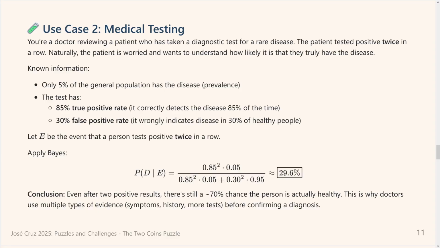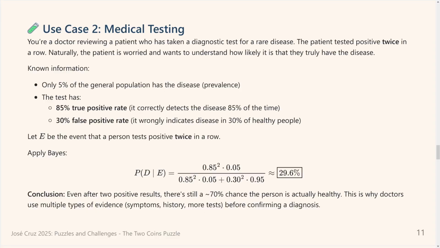So let's say medical testing, and you now understand why some doctors take some specific decisions. You are a doctor reviewing a patient who has taken a diagnostic test for a rare disease. Someone did a test and it seems that you have a rare disease. So the patient tested positive twice in a row, like the coin being thrown twice. Naturally, the patient is worried and wants to understand how likely it is that they truly have the disease. What is the probability of really having the disease?